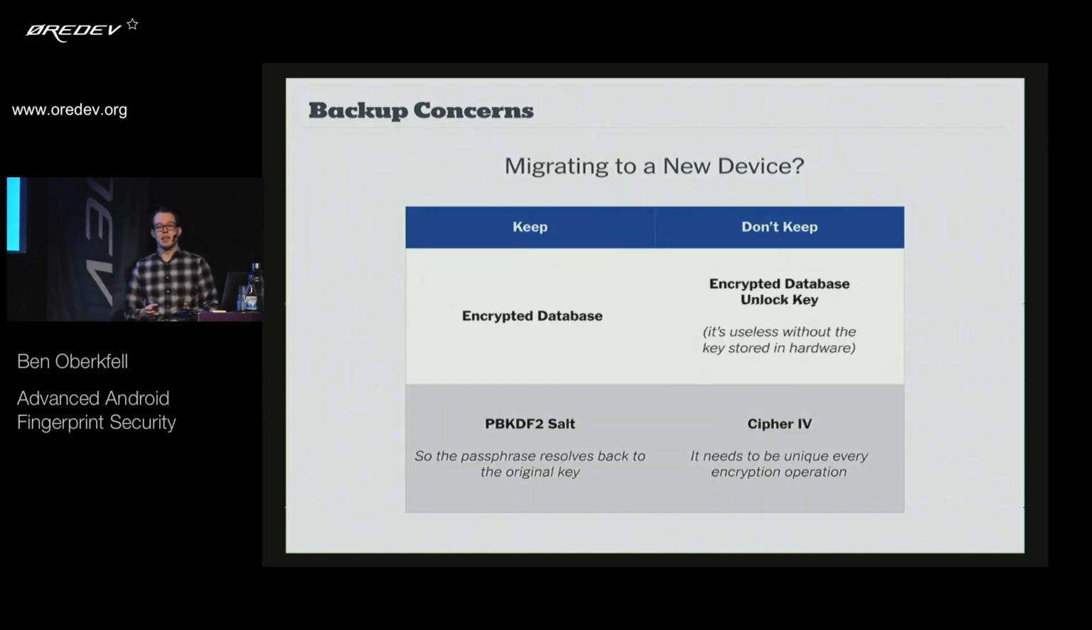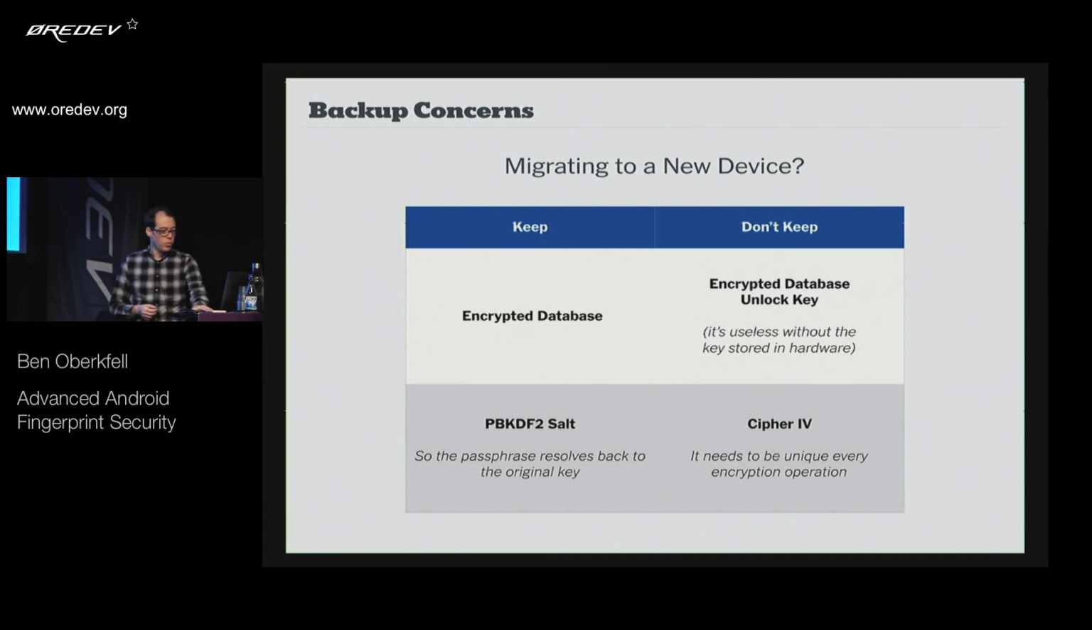And here's a table of what's good to keep and what not to keep. So obviously you want to keep your encrypted database because that's the core of your data store. You also want to keep the salt that you used for the key derivation function. That way the next time the user signs in on their new phone with their original password, they're able to unlock the database and then go back through the fingerprint enrollment flow to set up the fingerprint again. You don't want to keep the encrypted database unlock key. It's tied to a key that you can't get because it's stored in hardware on the old phone. And then you also don't want to keep the IV from the cipher that you used to encrypt that value either, because it needs to be unique every operation.